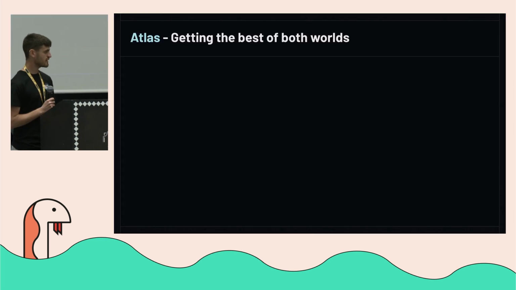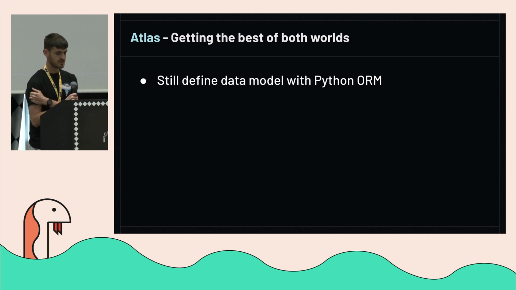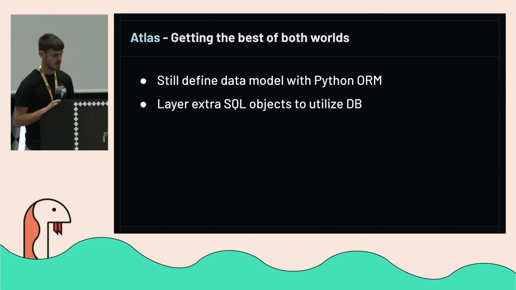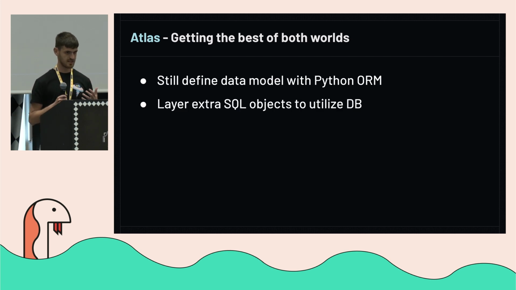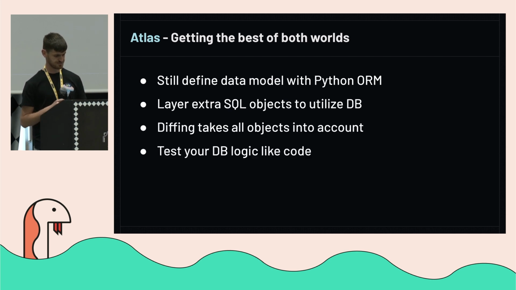Okay, so summarizing what we just saw. Using Atlas, you can still define your data model with Python code, same Python code as before. Atlas can load the existing definitions into the schema and manage them same as Alembic. Additionally, you can also layer extra SQL objects. You can utilize any database features that you want in SQL. And the diffing tool takes all of this into account and produces one schema.